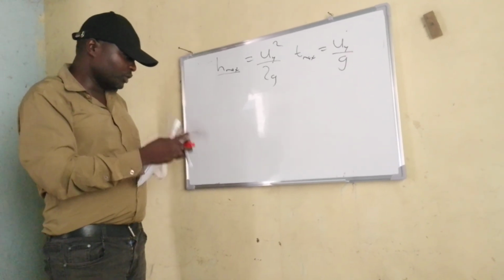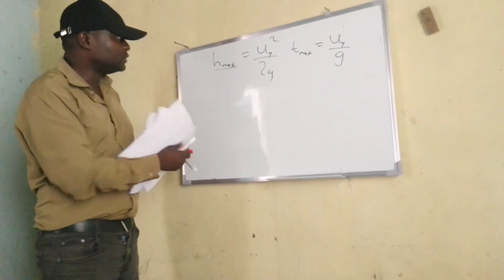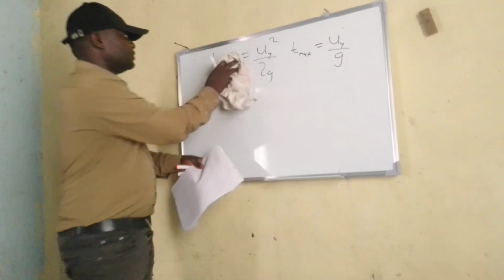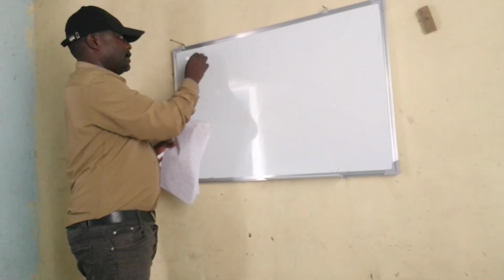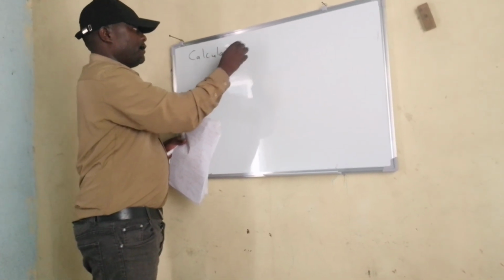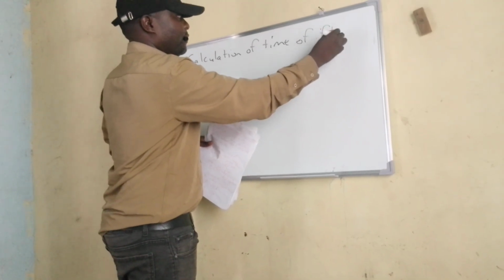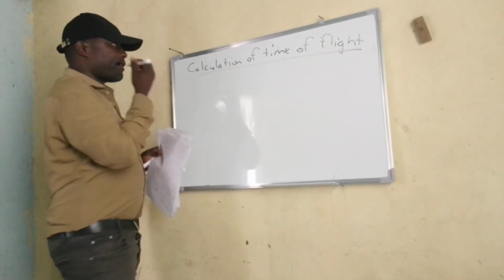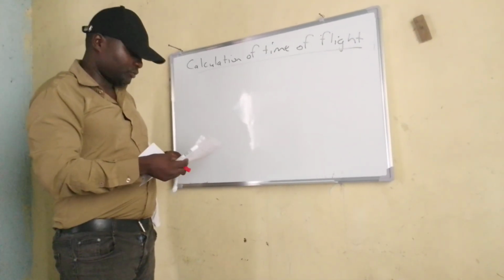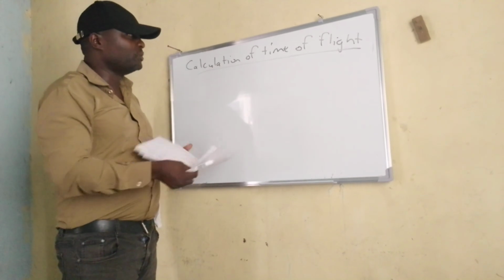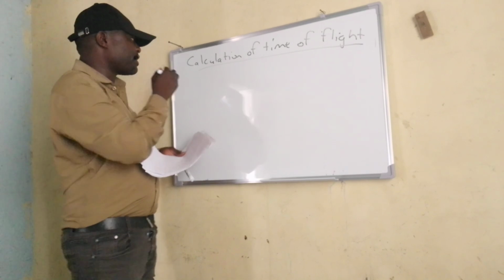We're going to move on to the calculation of time of flight. Time of flight is defined as the time spent by the object in air, by the vertically projected object in air before it lands back.